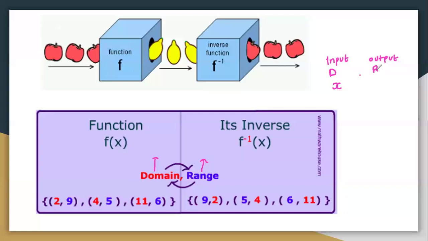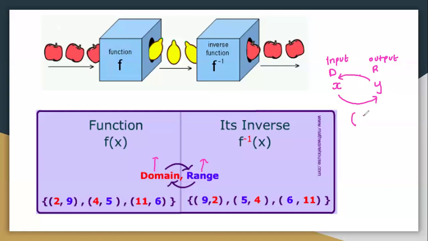Then when we talk about the range, those are your output. Those are the Y values. Now, when we are talking about inverse, an inverse means that you interchange. What has been your X becomes your Y. What has been your Y becomes your X. You just interchange the two. That's what you call an inverse of a function.